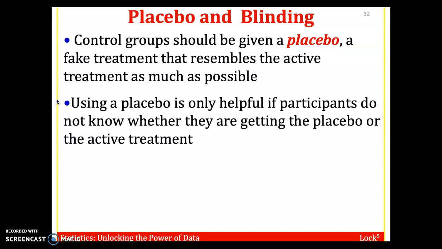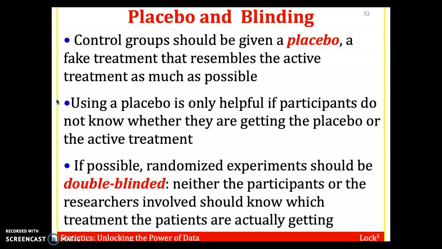Using a placebo is only helpful if participants do not know whether they are getting the placebo or the active treatment. And if possible, randomized experiments should be double-blinded. Neither the participants nor the researchers involved should know which treatment the patients are actually getting. This is important because you don't want the researchers, especially if they're active with the control and experimental group, whether taking measurements, asking questions, or doing tests, to know.